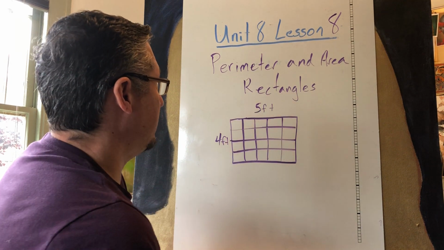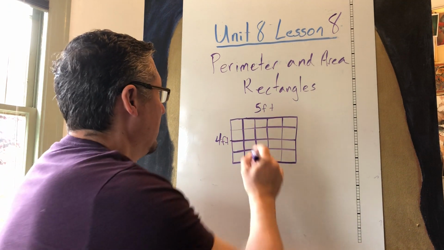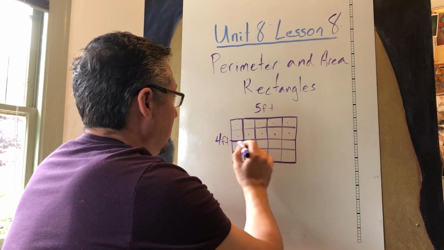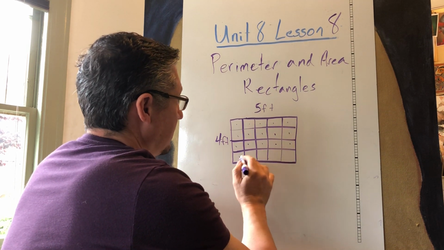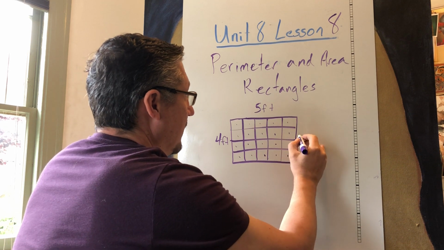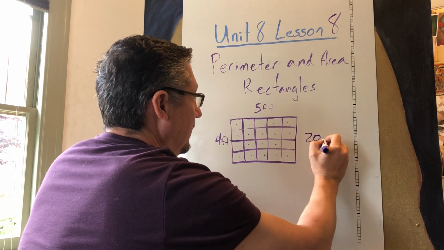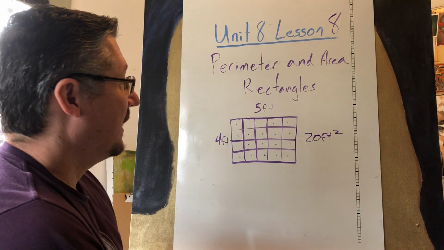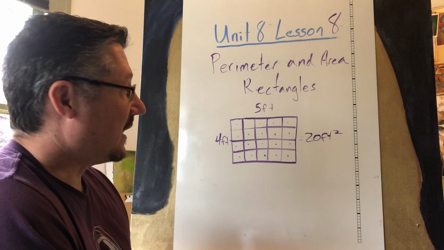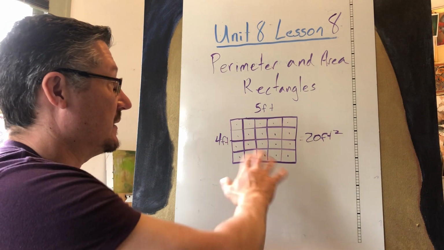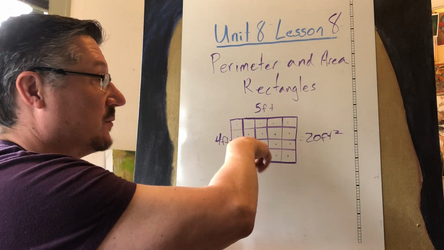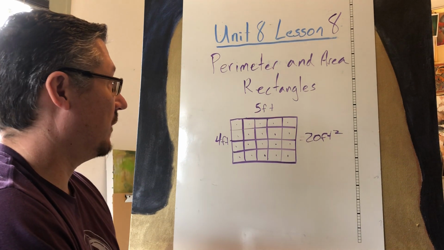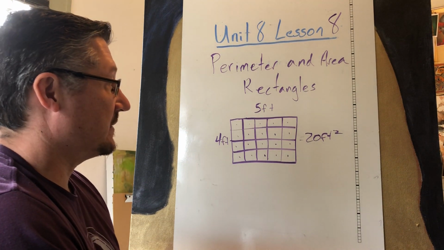Now I can just count these up to get my area, right? 1, 2, 3, 4, 5, 6, 7, 8, 9, 10, 11, 12, 13, 14, 15, 16, 17, 18, 19, 20. My area is 20 feet squared. Okay? Now that's area. That's the concept of area. It's the surface. It's length times width, or height times length, depending on what you want to do. But that's the concept of area.